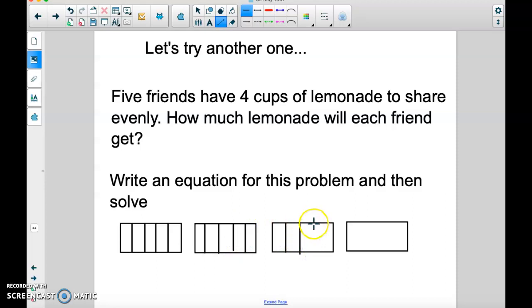Getting thirsty thinking about lemonade. Maybe that's lunch. Lemonade and a sandwich.